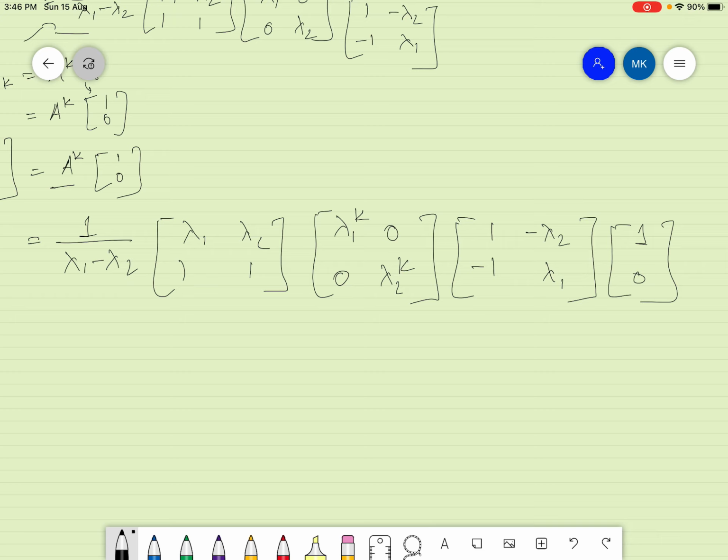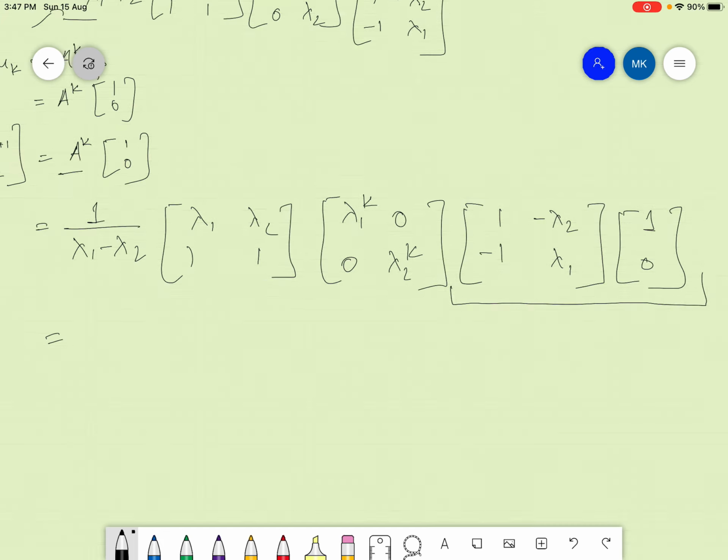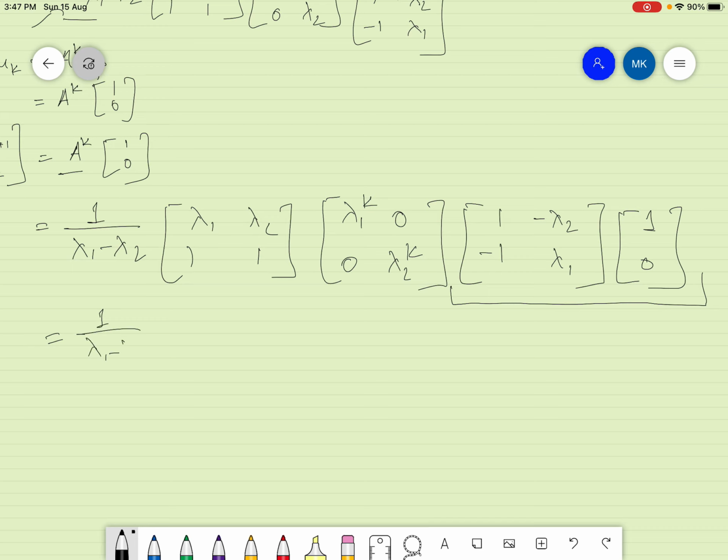So if we do the computation here, let's multiply these things from the right. So let's use these two terms, so it should be 1 divided by lambda 1 minus lambda 2. This would come here, this would come here, and you'll get a vector here which would be 1 and negative 1, right?